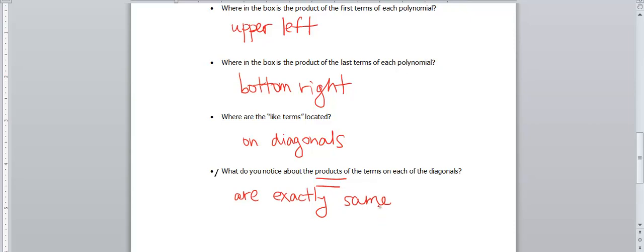So again, these patterns are good and we're going to use them when we go to factor. So keep this in mind. Again, practice this, look for these patterns each time, and hopefully you can master this method.